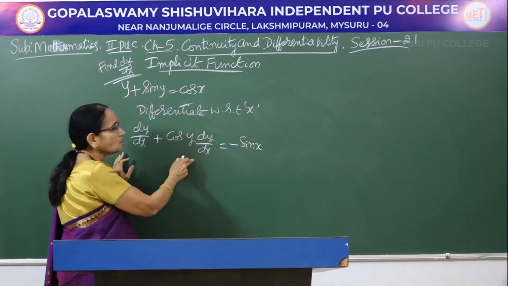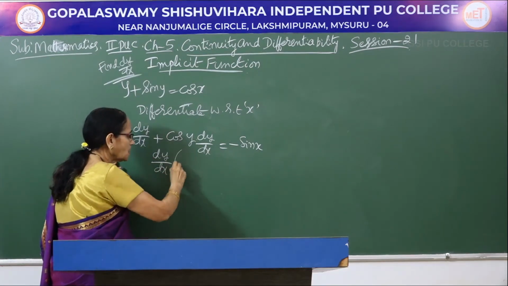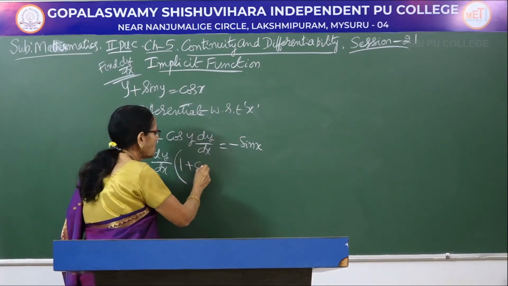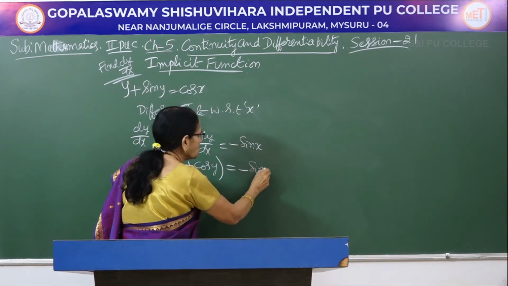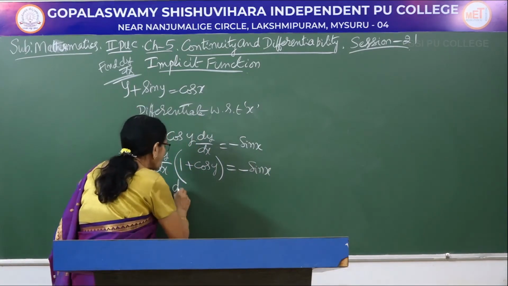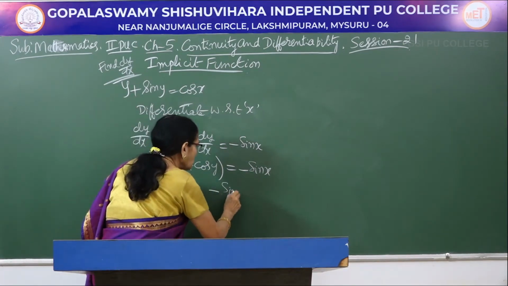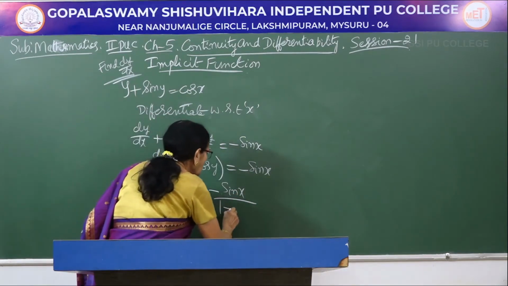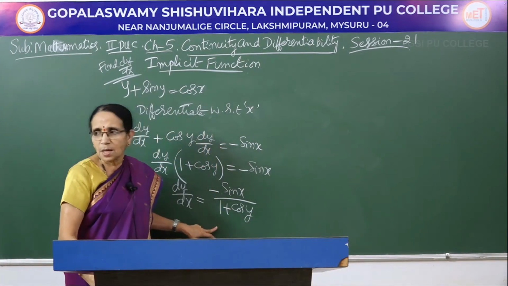Now, both the terms are containing dy by dx. Now, take out the common factor dy by dx. What is remaining? After taking out, 1 is remaining plus cos y, that is equal to minus sin x. Now, we want the value of dy by dx. Therefore, you write here dy by dx is equal to minus sin x divided by 1 plus cos y.